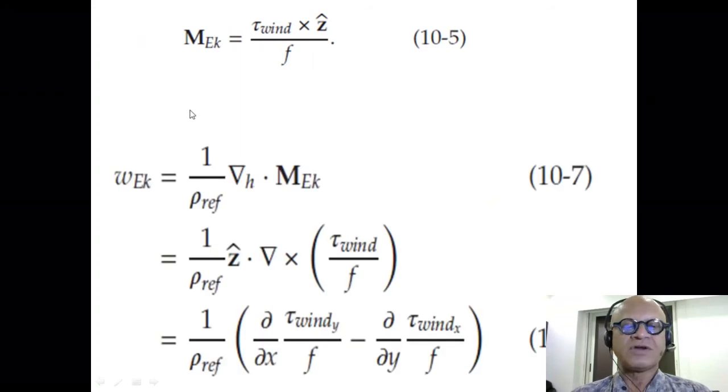That's all we did here. So that allows us to write Ekman pumping in terms of 1 over rho ref times d dx of tau wind y over F minus d dy of tau wind x over F. All these equations have similarities to each other with just a slight difference, so you can follow the logic very easily.